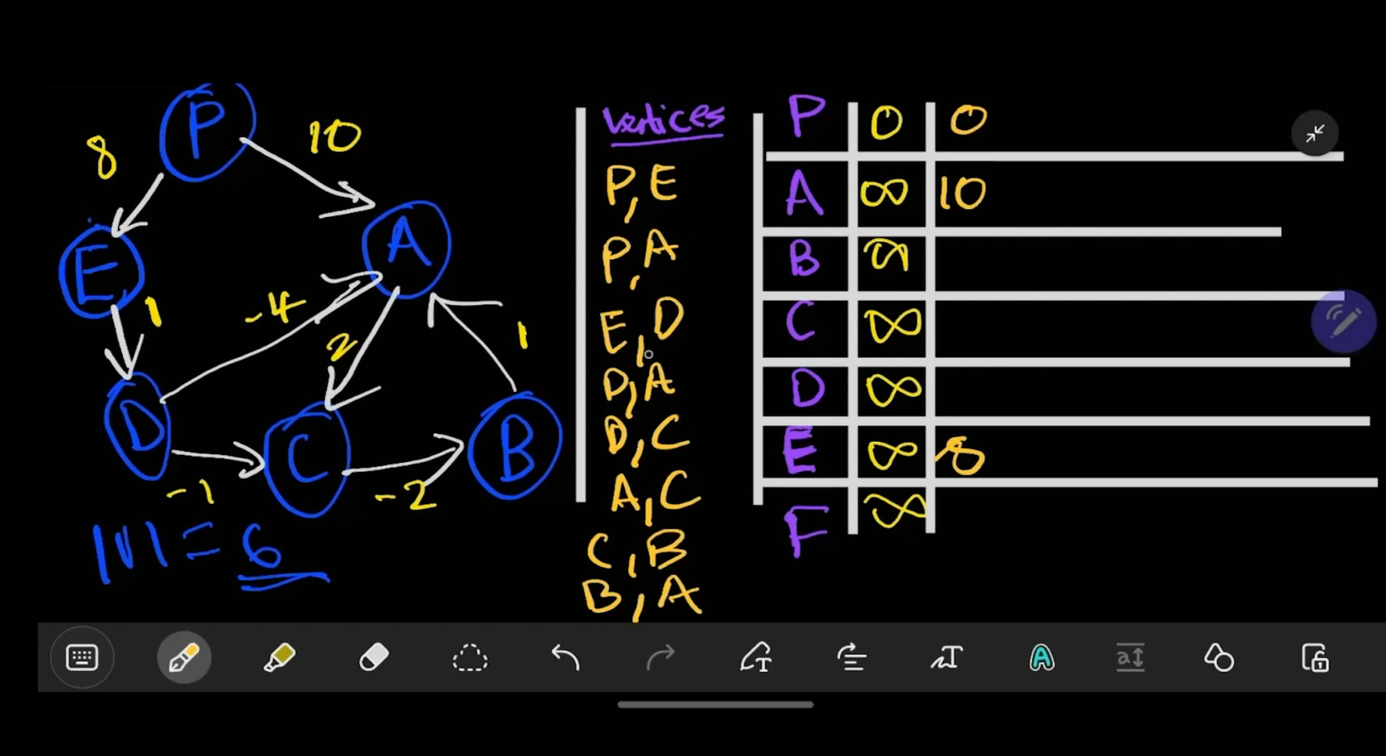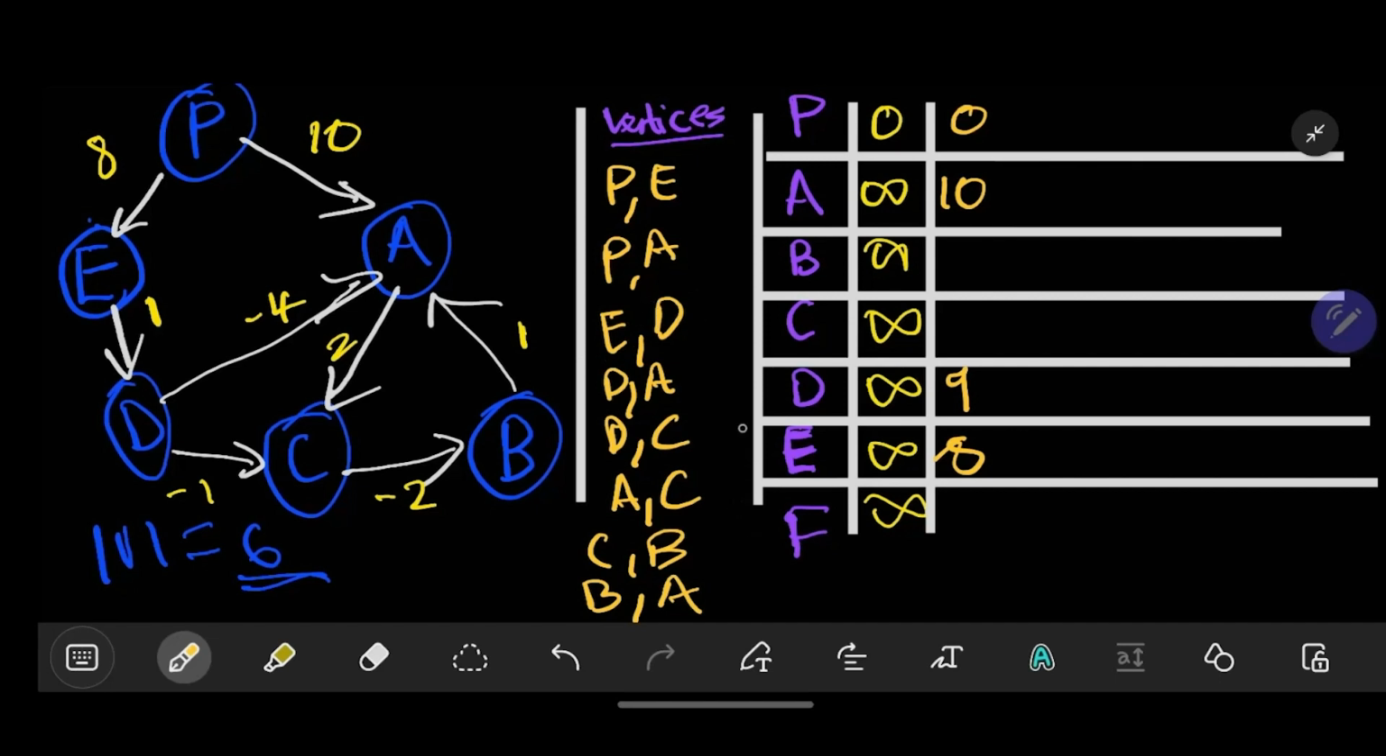We're then going to look at E and the D's. So E to D is 1. However, we know that E is already 8, so 8 plus 1 is 9. So ED, so D will now become 9. Okay, so ED is done.